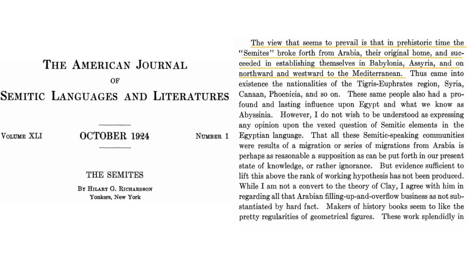And that is it from The Home of the Semites by John P. Peters. But here's another source that deals with that as well, the American Journal of Semitic Languages and Literatures. And it reads, "The view that seems to prevail is that in prehistoric time, the Semites broke forth from Arabia, their original home, and succeeded in establishing themselves in Babylonia, Assyria, and on northward and westward to the Mediterranean." And the video I showed you kind of illustrated that migration, starting from the Levantine Arabia, going into the Fertile Crescent.